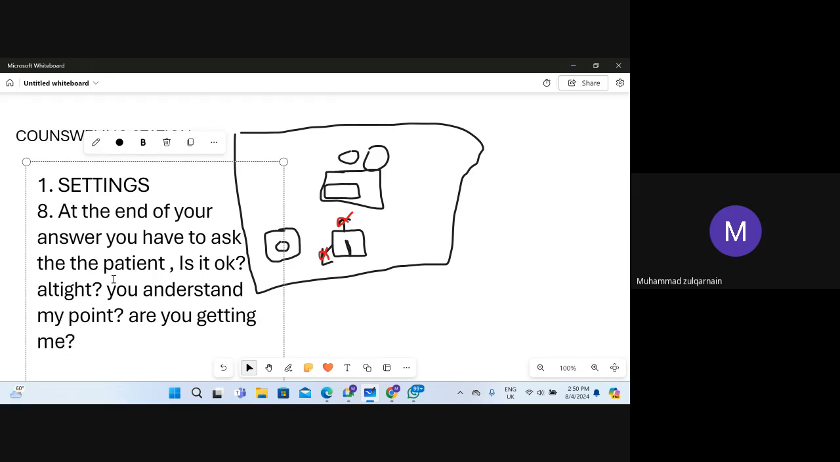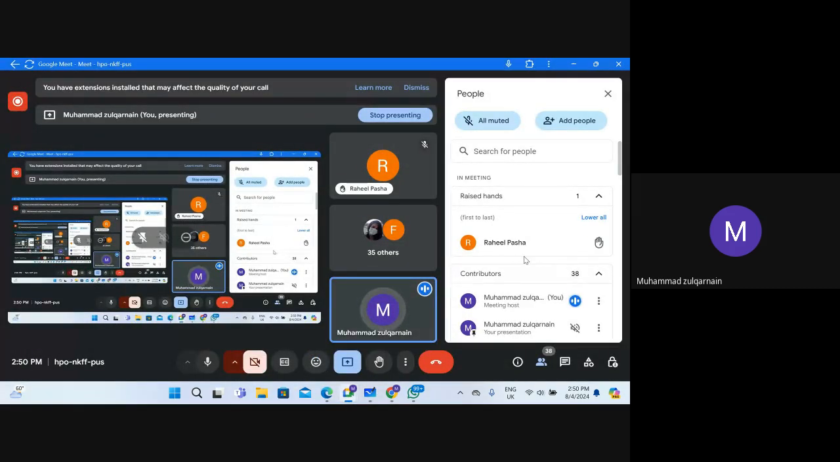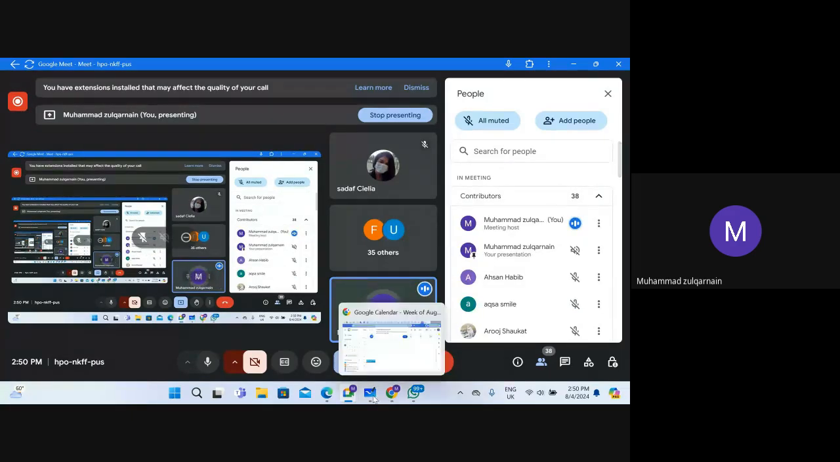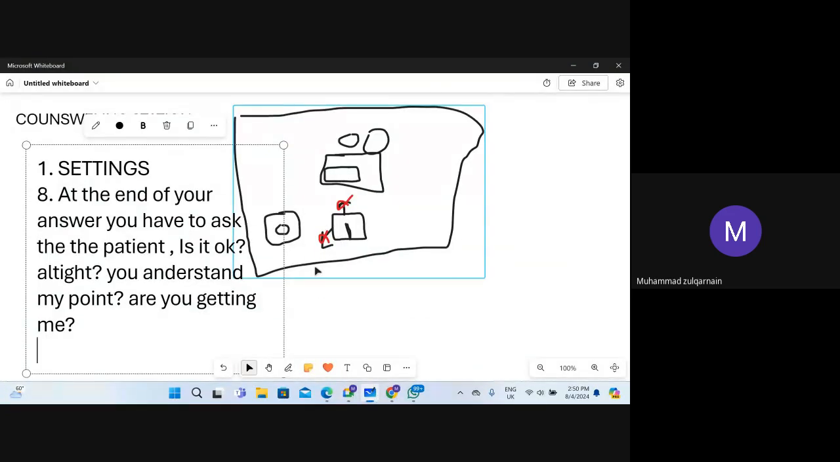So any of these sentences, at the end of every answer, you have to ask the patient. Dr. Rahil, we will take your question obviously at the end. At the end, we will take the question. Don't worry. So you have to ask, and then the patient will ask you the next question.